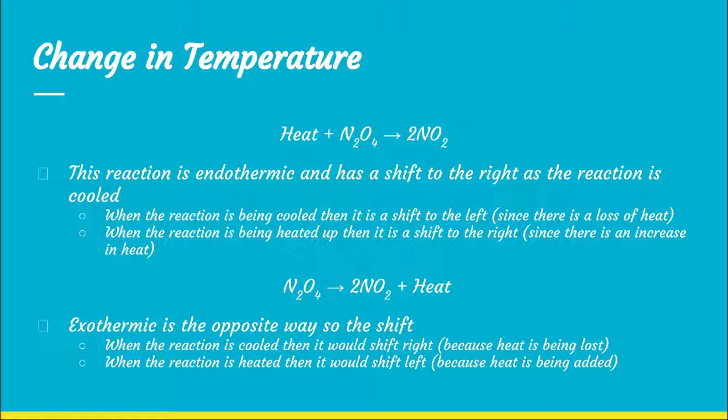But on the other hand, there's exothermic, which means the heat is going to be on the right side and heat's going to be negative. So it's the same reaction, but heat is on the right instead of the left this time. So it's a negative. And when the reaction is cooled, then there would be a shift to the right because the heat is being lost. So they're trying to make up for that. And when the reaction is heated, then it would be a shift to the left because heat is being added.